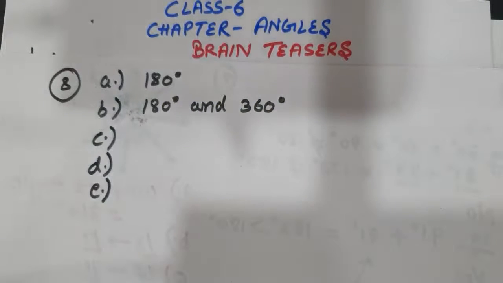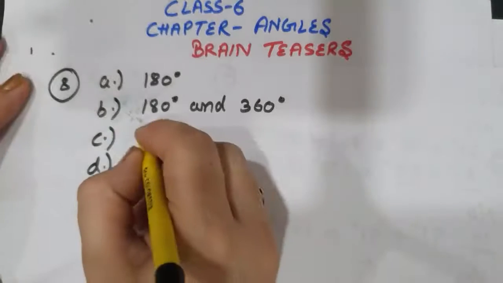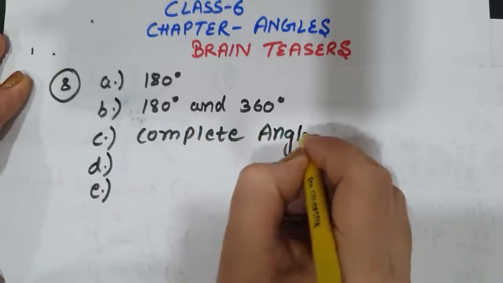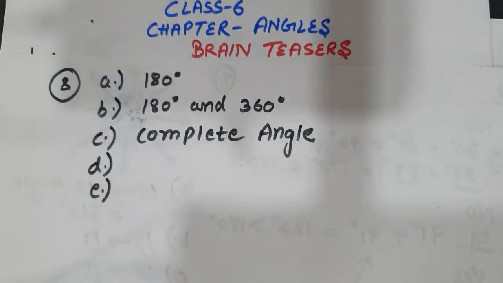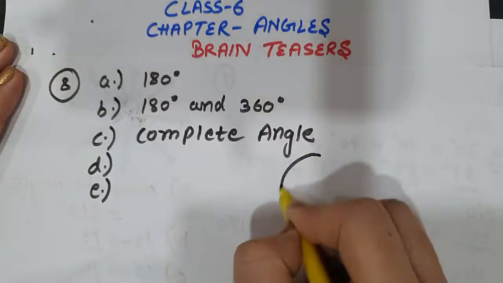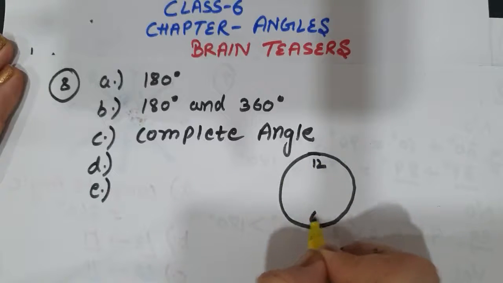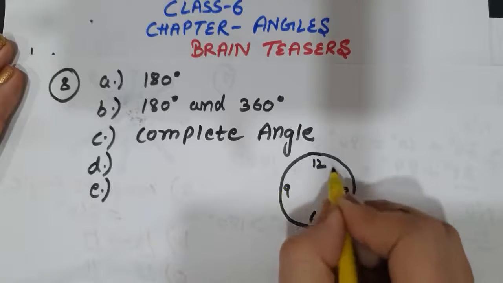Then the next one, an angle whose measure is equal to 360. The angle whose exact measure is equal to 360 is known as the complete angle. D part. The angle turned by the minute hand of a clock from digit 2 to 8 is a dash angle and measures dash degree. Now let me draw a clock for D part. From 2 to 8.